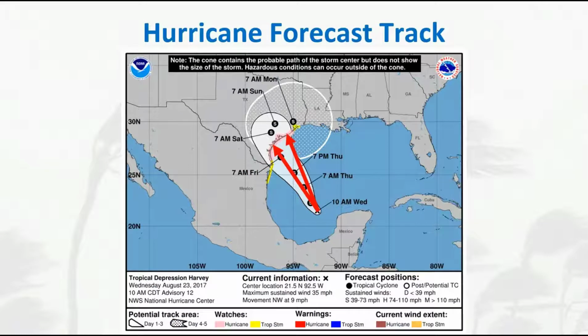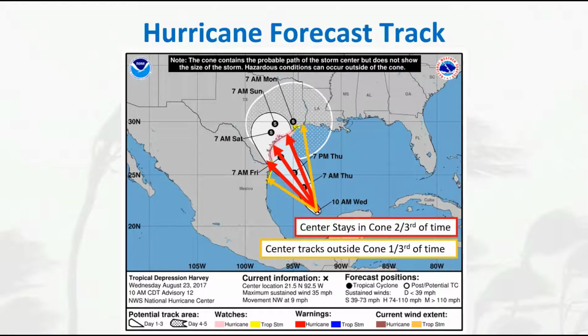So now, one of the products that they issue is the Hurricane Forecast Track. Now, a lot of people have a lot of misconceptions with the track. The Hurricane Forecast Track represents the probable track of the center of the tropical system. On average, the center of the tropical system will stay within the cone 2/3 of the time, or about 67% of the time. And it will only travel outside of the cone 1/3 of the time, so only 33% of the time. So the forecast cone is not an impact cone, as impacts can occur outside of the cone, depending on the size of the hurricane and the strength of the hurricane.